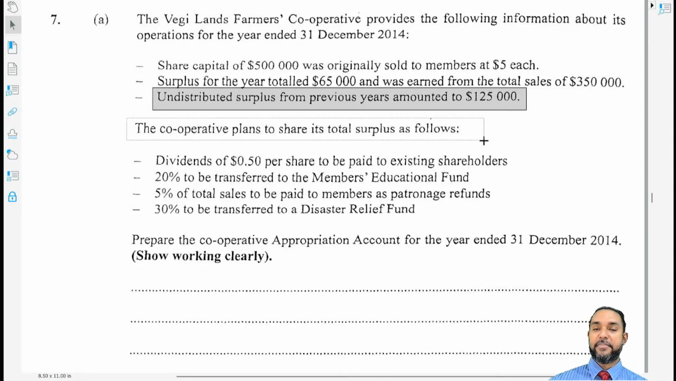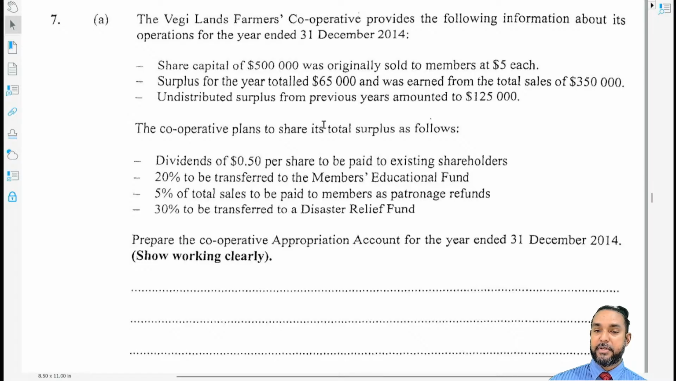Now, it says that the cooperative plans to share its what? What is this phrase here? It's total surplus. How do we get total surplus? The current year surplus plus the undistributed surplus brought forward. So you're going to start off by adding those two, 65 plus the 125. And then the plan is to share as follows.